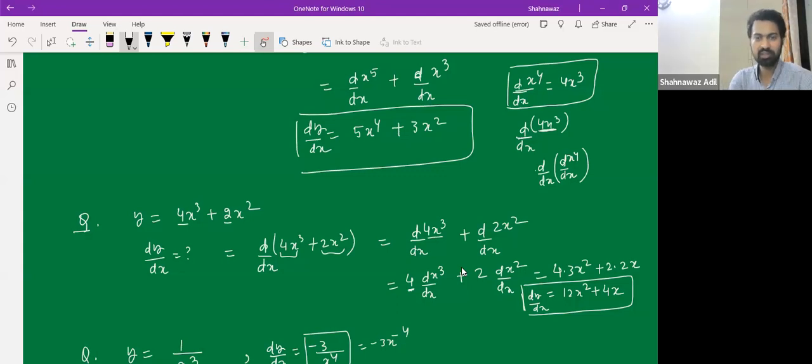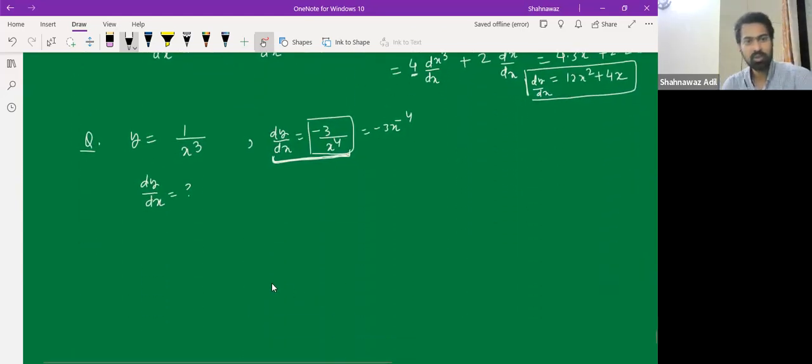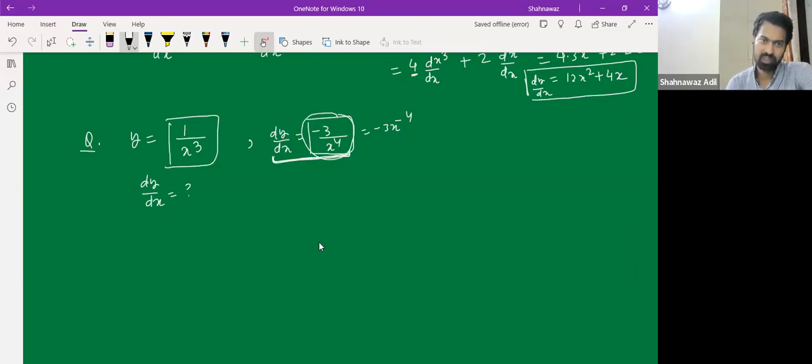Any confusion you can ask again. So yeah, let us come to this question. Did you understand how we will get this 1 by x cube differentiation would be this? How do we get this result?